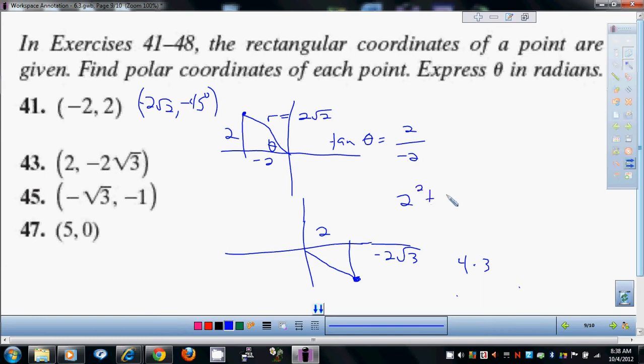A squared plus b squared equals r squared. This is going to be 4. This is going to be 12. Therefore, my r is going to be the square root of 16, which is 4. So it's going to be 4, comma, something, and we may have to change the sign on that.